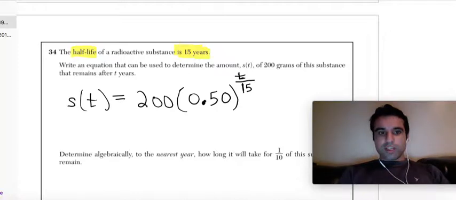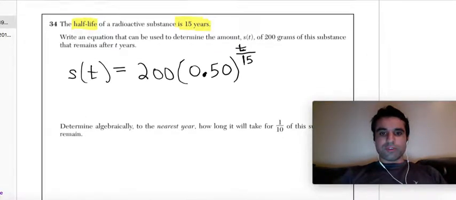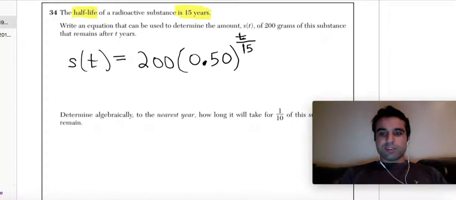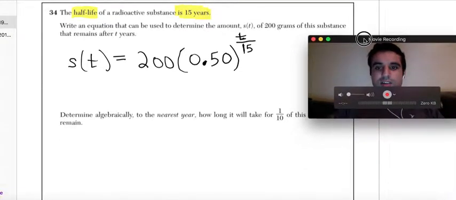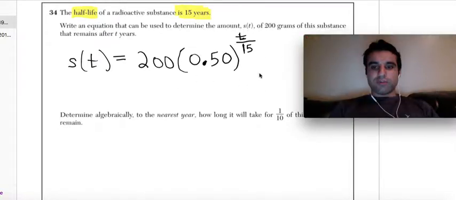Okay, so write an equation that could be used to determine the amount, S of t, of 200 grams, initial amount of this substance that remains after t years, t over 15. So you could put 1/2 in the parentheses, or 0.5 or 0.50. Really doesn't matter. They're all saying the same thing. I just like to think of it as a decay rate of 50% every 15 years.